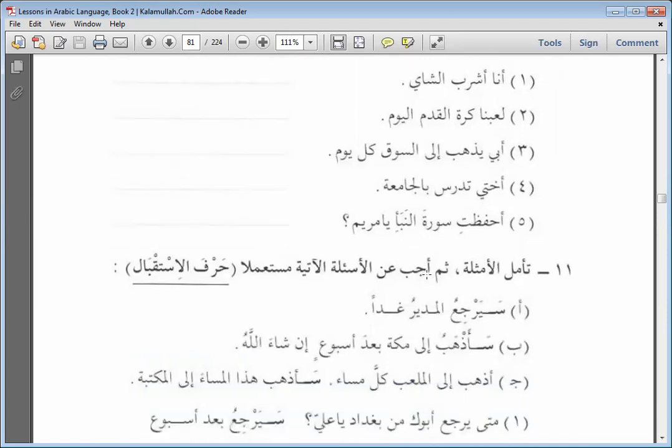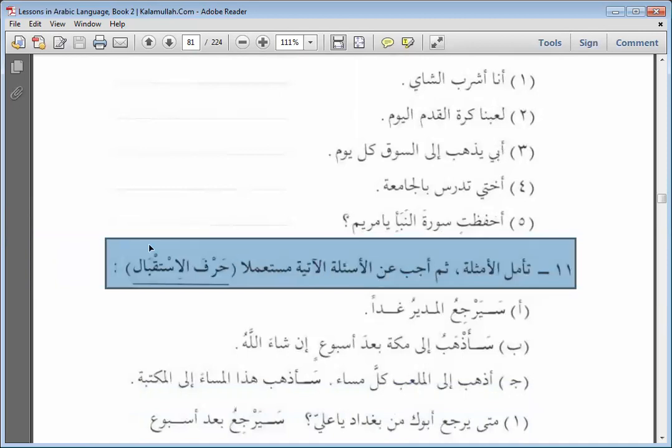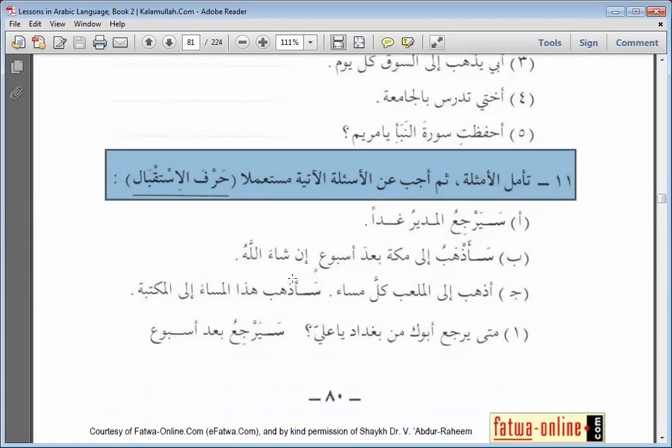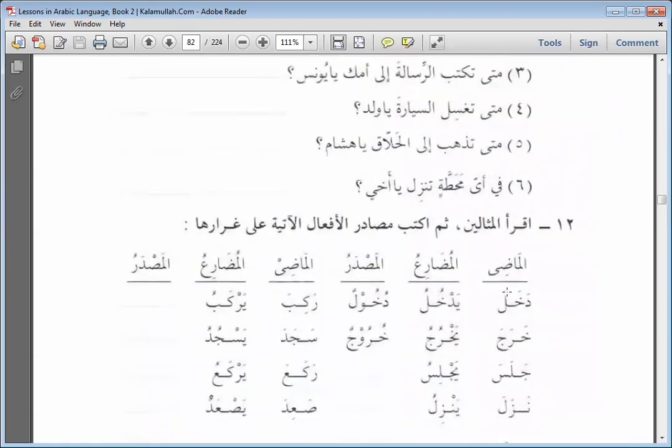رقم 11, number 11. تأمل الأمثلة ثم أجب عن الأسئلة الآتية مستعملا حرف الاستقبال. So observe the examples and answer the following questions using the future particle, حرف الاستقبال. So like we spoke about, sin and sawfa. All right, so let's look at these examples here and we'll see how we apply it. All right, and we would end after this, inshallah.